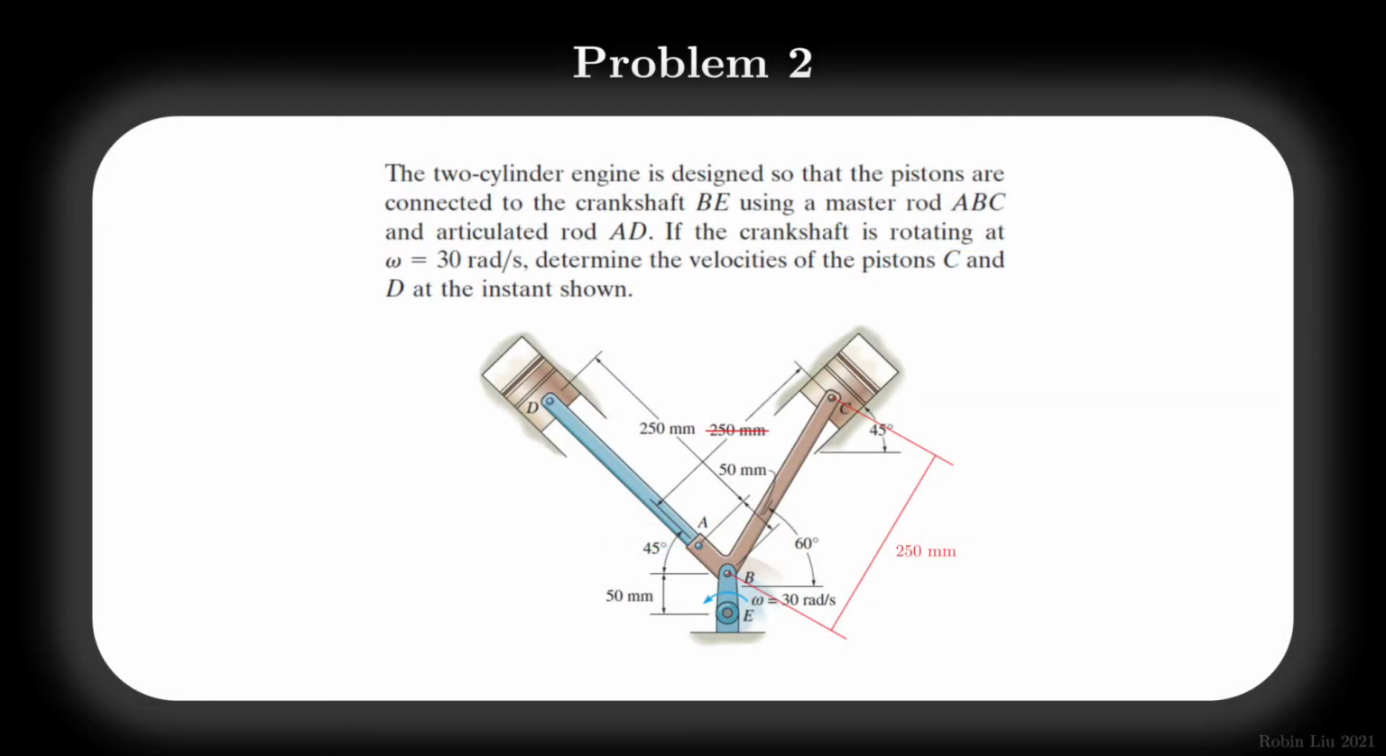It states, the two-cylinder engine is designed so that the pistons are connected to the crankshaft BE using a master rod ABC and articulated rod AD. If the crankshaft is rotating at omega equals 30 radians per second, determine the velocities of the pistons C and D at the instant shown. I was reviewing the textbook solution, and I think there is a problem with the diagram. The distance from point B to point C should be 250 millimeters, so I've made that correction in the figure.